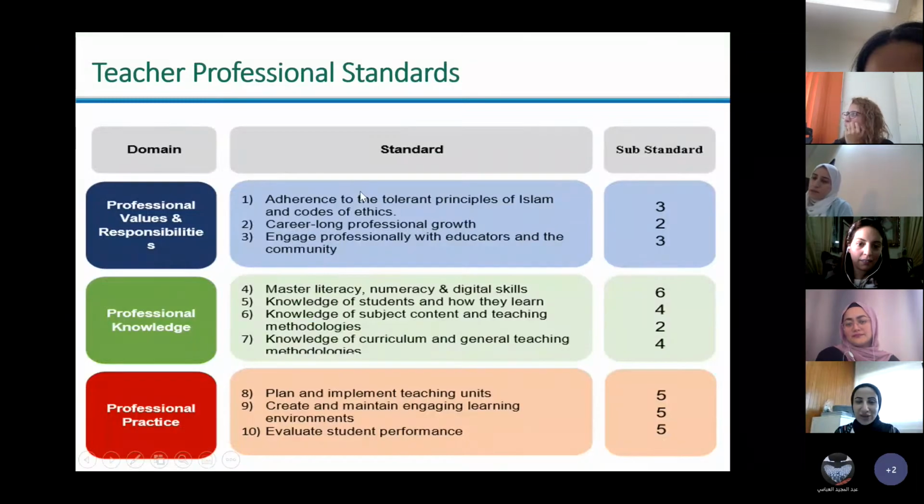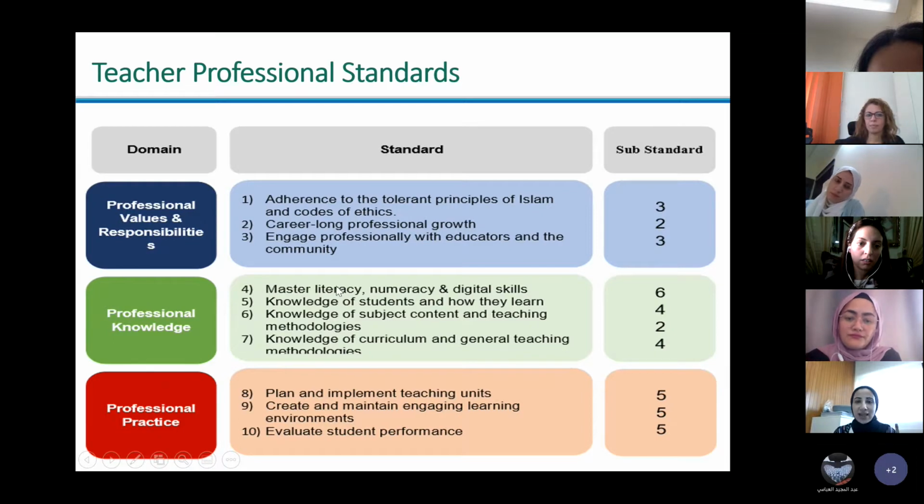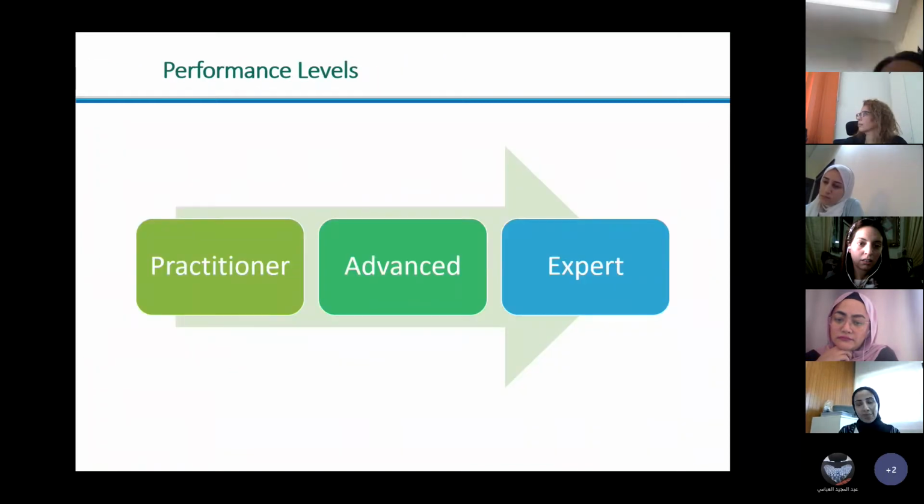So while talking about the principles of Islam, the career, professional growth, and engaging with the local community and educators, it was under the domain values and responsibilities. Then the next 4 standards, from standard 4 to standard 7, which is mastering literacy and knowledge of students, knowledge of subject content, knowledge of curriculum and methods of teaching, go under professional knowledge. And here the professional practice, I have planning and implementation, creating and maintaining engaging environment, and evaluating students' performance.